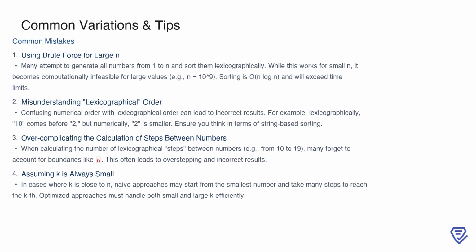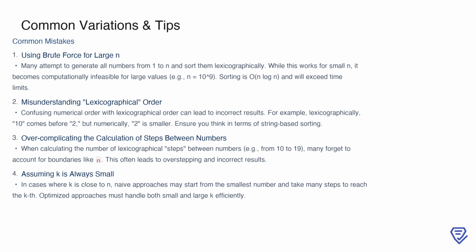When solving this problem, several common mistakes can trip you up. First and foremost is using a brute force approach for large values of n. For small n, generating all numbers from 1 to n and sorting them lexicographically may work, but when n becomes very large, like 10 to the power of 9, this method becomes computationally infeasible.